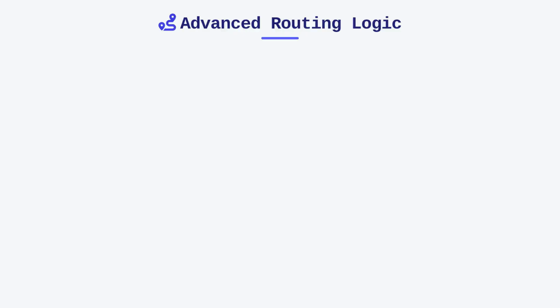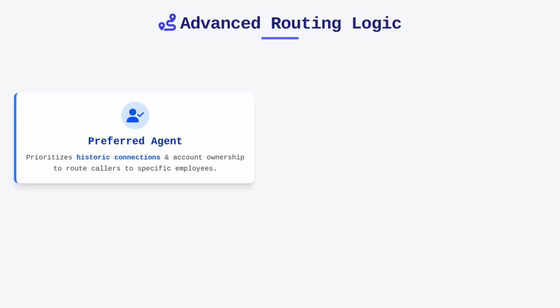Beyond standard skill-based and Bullseye configurations, Genesys Cloud offers advanced routing logic to refine your interaction handling process. Preferred agent routing is a powerful feature that identifies when a caller has a historic connection to a specific employee based on past interactions or account ownership. When this setting is enabled, the system prioritizes the interaction for that specific individual, provided they are available, before falling back to the standard queue logic.